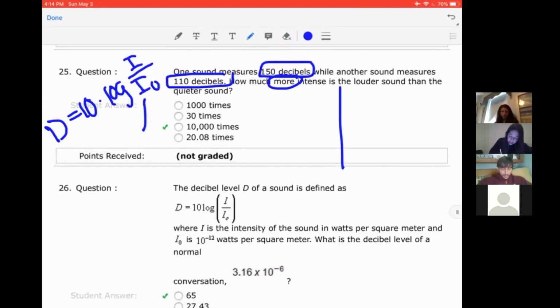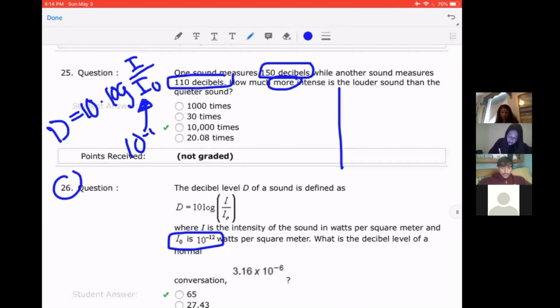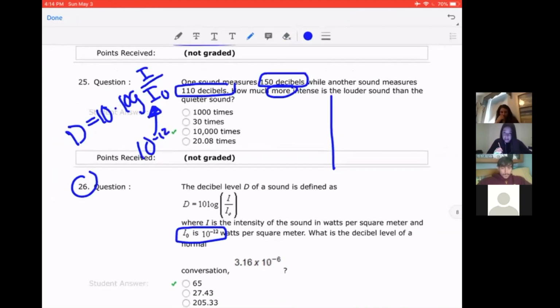Now remember, for decibels, I sub 0 is always 10 to the negative 12. They even tell you down here on question number 26, I sub 0 is 10 to the negative 12. So it's always 10 to the negative 12. Make sure you know that, because it's not going to show up in your formula sheet. For example, in question 26 they tell you, but they might not always tell you. All right, so we're just going to set one up for each one.